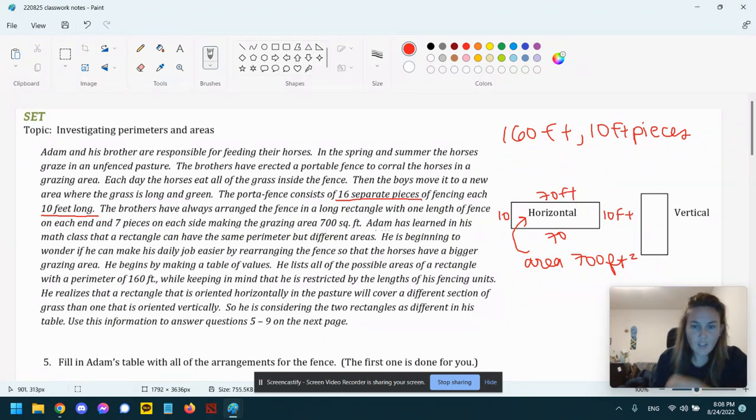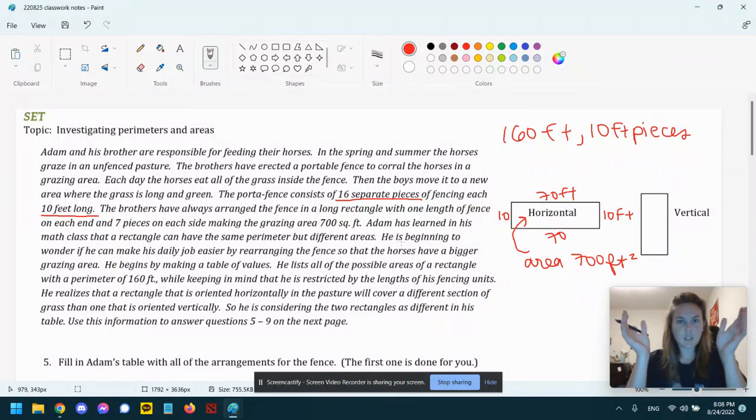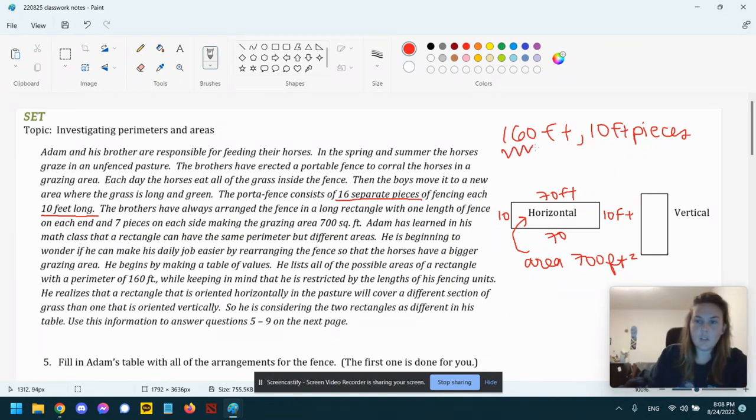Adam has learned in his math class that a rectangle can have the same perimeter but different areas. This is what we did the other day, where we decided that we could have skinny rectangles or fat rectangles or things that look like squares, but are actually still rectangles. The perimeter stays the same, but the area changes. The perimeter will always be 160 feet, but the area is different based on how we arrange these things.